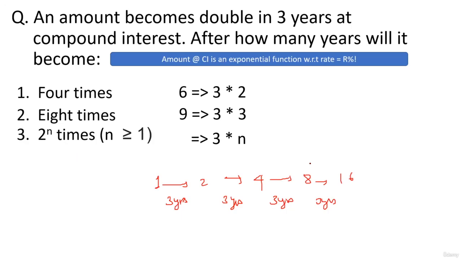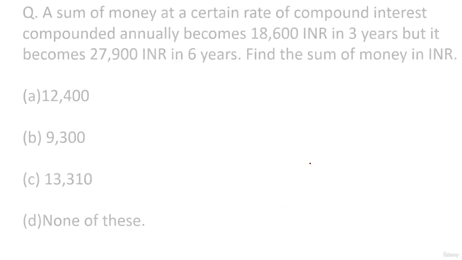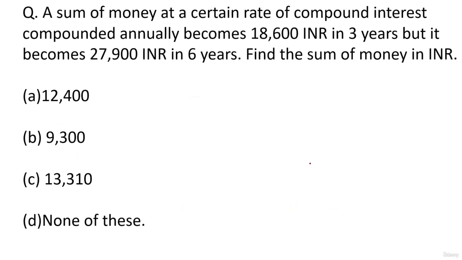So if you understood this, we'll solve one more question based on this logic, and let's look at it. A sum of money at a certain rate of compound interest compounded annually becomes 18,600 in 3 years, but it becomes 27,900 in 6 years. Find the sum of money in INR.